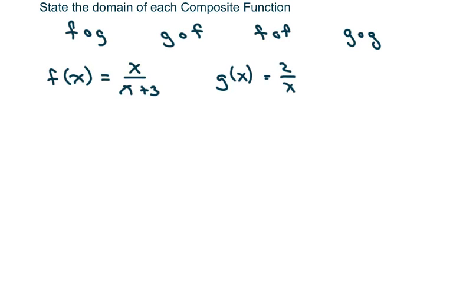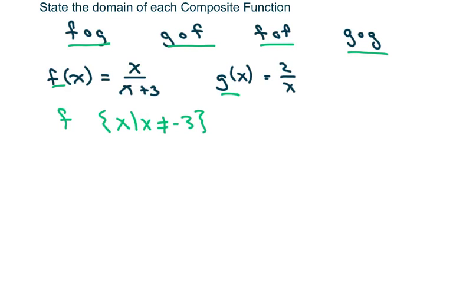Hi everyone, we're going to learn how to state the domain of each composite function. We're going to do all four of these for our f here and our g here. The first thing, let's just state the domain of f. Here the domain of f is all real numbers, but x can't be -3. And for g, we have all real numbers, but x cannot be 0.